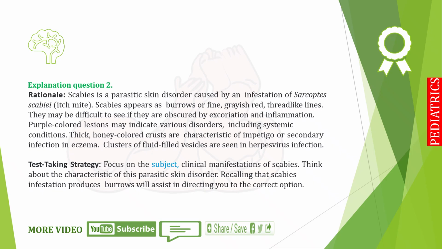Purple-colored lesions may indicate various disorders, including systemic conditions. Thick, honey-colored crusts are characteristic of impetigo or secondary infection in eczema. Clusters of fluid-filled vesicles are seen in herpes virus infection.